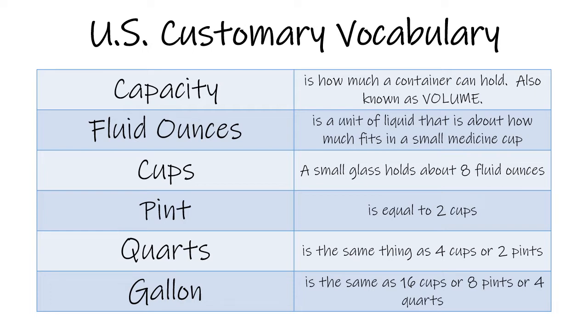Then the next largest is a cup. A cup holds 8 fluid ounces. Then we have a pint. A pint is equal to 2 cups, so 16 fluid ounces. Quarts. A quart is the same thing as 4 cups or 2 pints. And then the largest is the gallon. And a gallon is equal to 16 cups or 8 pints or 4 quarts. A lot to remember, I know, but we're gonna look at some different ways that can help you remember that.